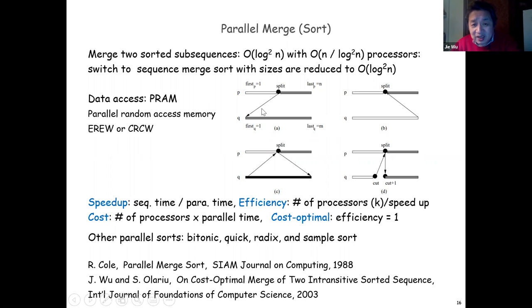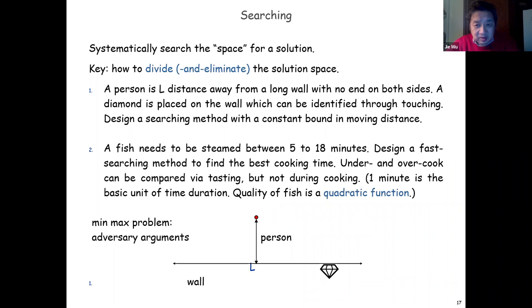In the remaining situation, the first element of Q is larger than the split, meaning it's larger than this, and the split is larger than the last one. Sorry, it should be the smaller. But anyway, the idea is that you can split further at the middle one. Then you divide this. So it's just like a binary search. You find a cut place and you can split it in half. Not really half, it depends on the cut location. So this is the basic idea. Then you can do the parallel merge and so on. I'm not going to discuss this any further.